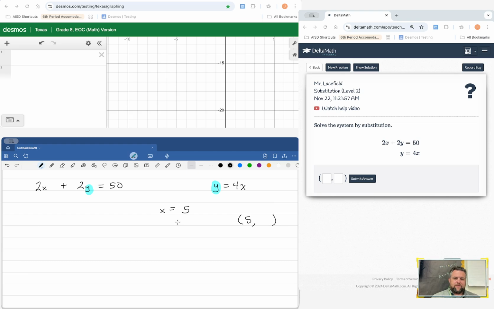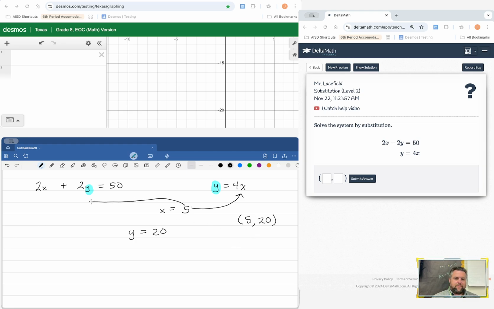We're just now solving for y. We're going to take the 5 and plug it back into the easiest equation. y is equal to 4 times 5. 4 times 5 is 20. So our proposal is that the solution point is at (5, 20).